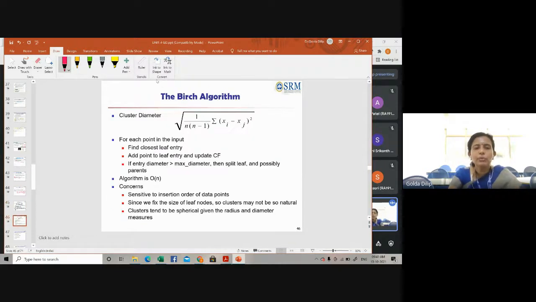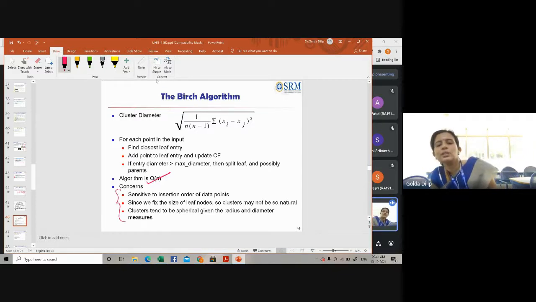Now if you look into the complexity of the Birch algorithm, it is of the order O(n), where n is the number of objects to be clustered. The major concerns are that it's sensitive to the insertion order of the data points. Since we fix the size of the leaf node, clusters may not be so natural. Clusters also tend to be spherical given the radius and the diameter measures.